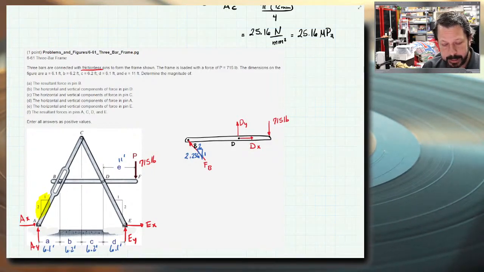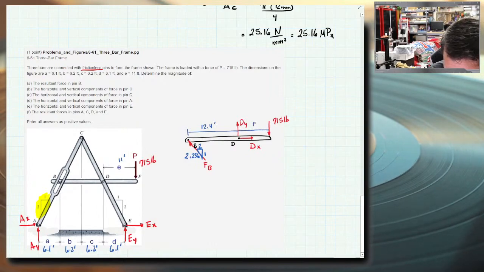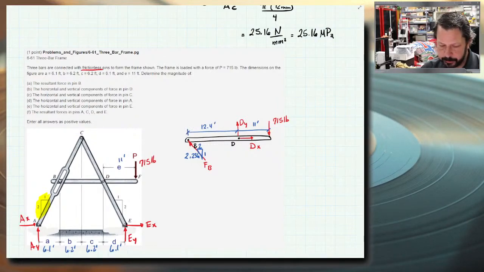Now, since I know how to deal with the slot, I don't have 4 unknowns on here. I have 3 unknowns. So I can put some dimensions on here. This would be from B to D is 12.4 feet. From D to the 715 pounds is 11 feet. And I can do summation of forces in X or Y, but those have too many unknowns, so I need to do a moment first. So I'm going to do moments about B. That seems good.